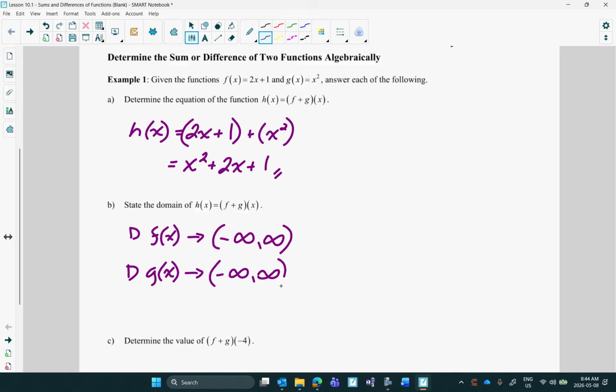So if I'm going to combine some function that has a domain of everything with another function that has a domain of everything, then the sum must have a domain of everything. That's it. That's not going to be the case all the time, but we'll see how it works when we do a few more questions. Okay?